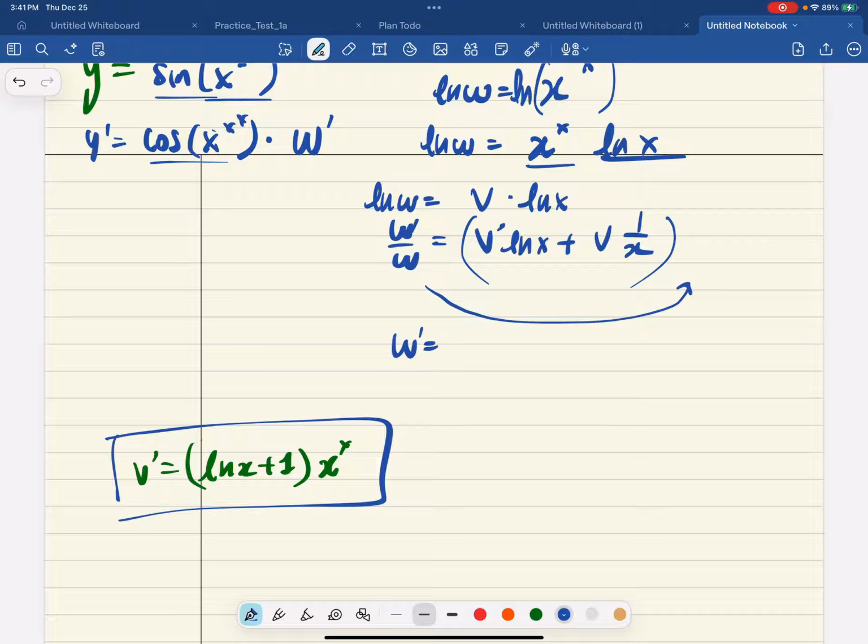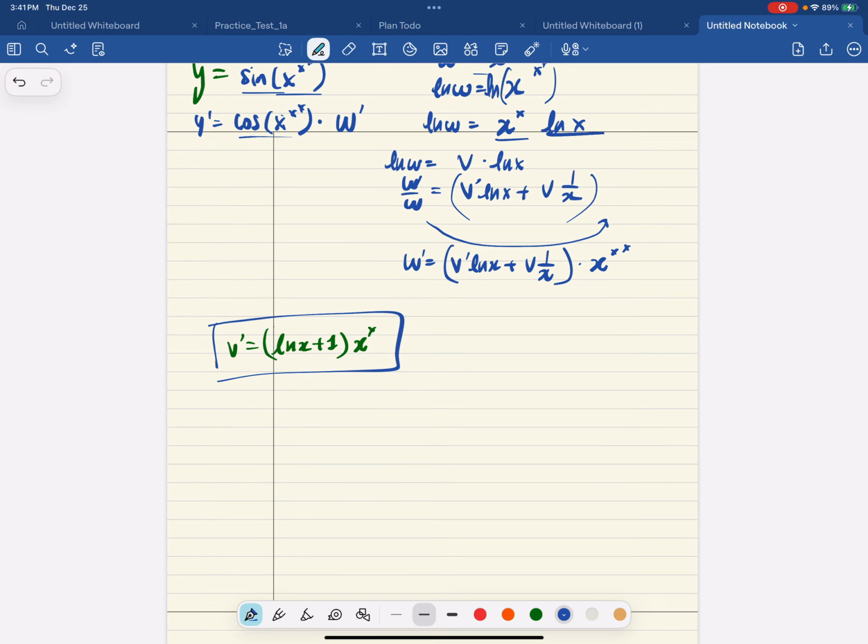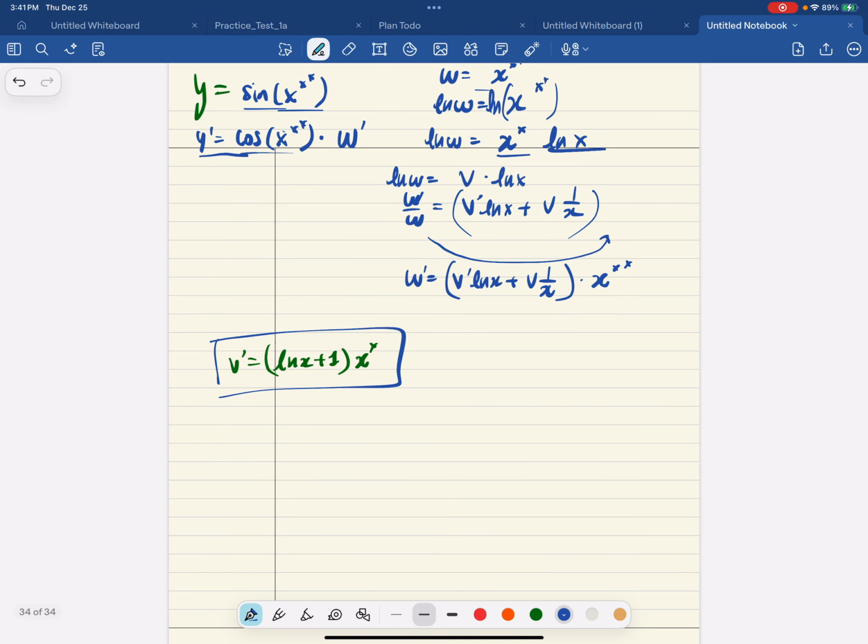So we have w prime is equal to v prime ln of x plus v times 1 over x, all of that times w. So w originally was x to the x to the x, so x to the x to the x. Now we're going to substitute everything. I'll rewrite this one so that it's clear. So we have that where there's a w prime, the w prime is this. And there's also v, where v is this, and v originally was x to the x. Turned into this bigger one.